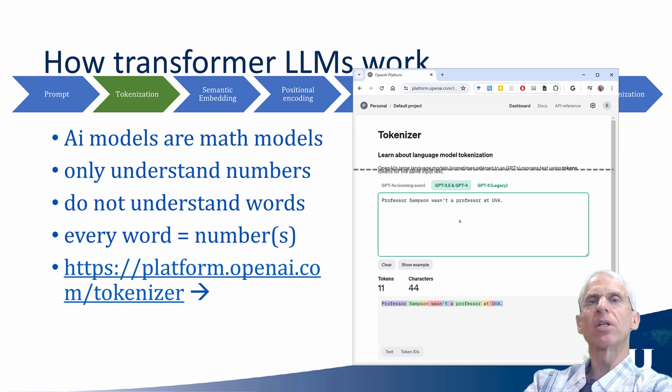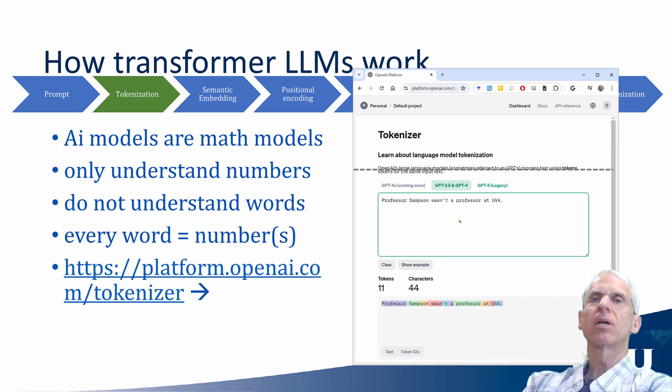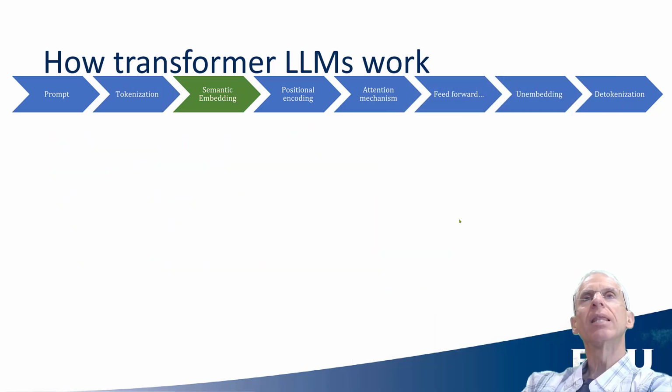That actually is 11 tokens. Professor is a token. Samp is a token. Son is a token. Wasn't is a token. Apostrophe T is a token. And so forth. This is based on one tokenization scheme, a kind of older one, from GPT 3.5 and GPT 4, may they rest in peace. Okay, so we turn words into tokens.